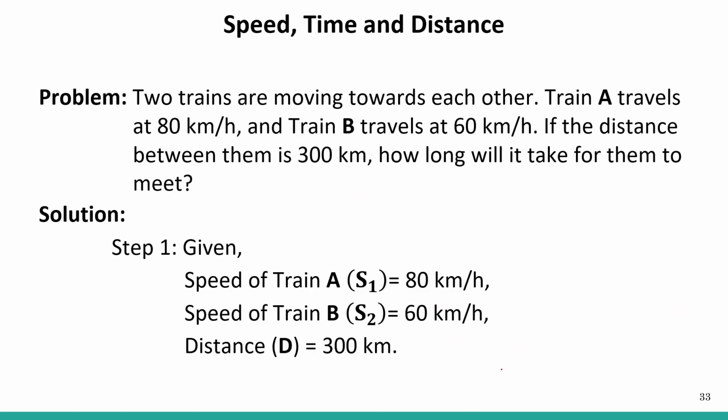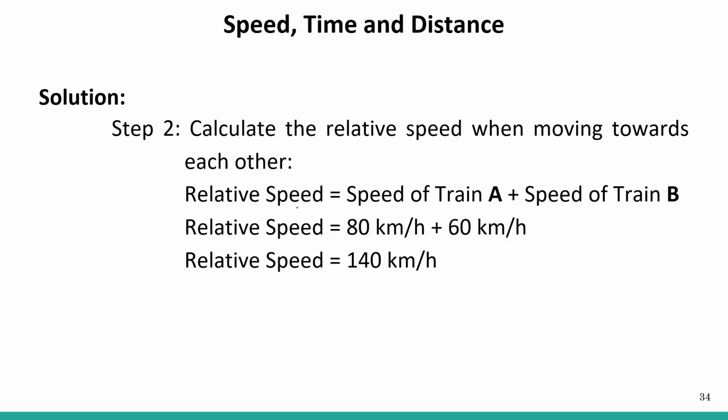So let's see the step-by-step solution. Given speed of train A, that is S1, is equal to 80 km per hour, and speed of train B, S2, is equal to 60 km per hour, and distance D is equal to 300 km, right? So relative speed is equal to what? Speed of train A plus speed of train B. So 80 km per hour plus 60 km per hour is equal to 140 km per hour.